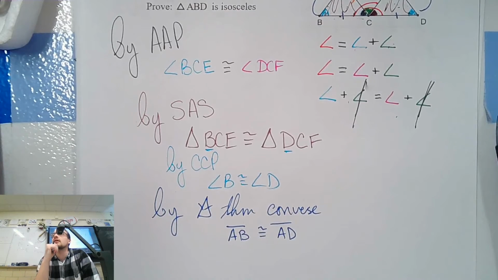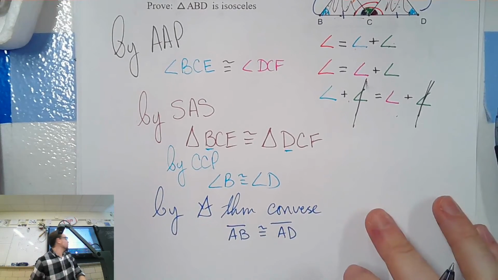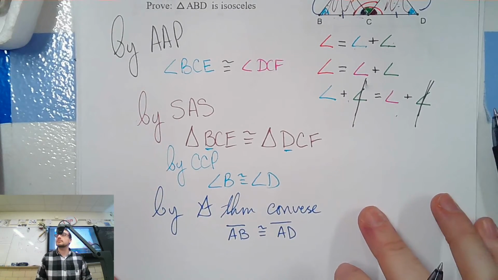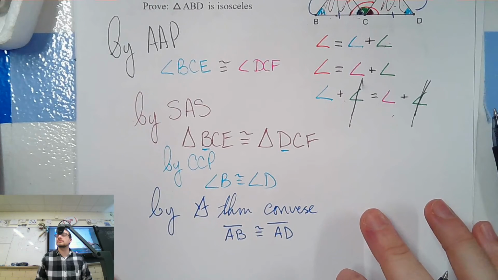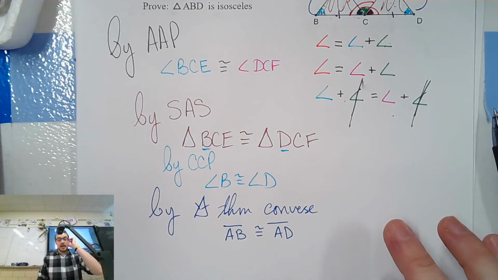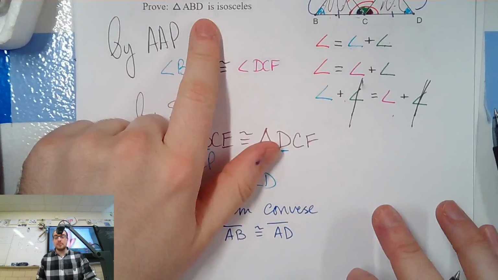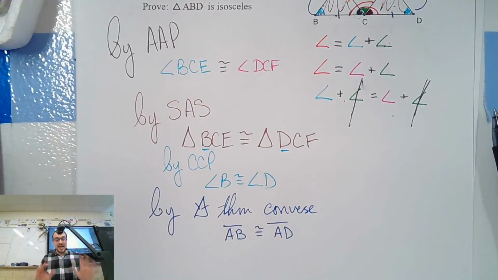How can I help? For real? Well, yeah, because I forgot. It says prove triangle CD is congruent to CS. We're trying to prove that ABD is isosceles. So we're not done yet, but we're almost done. There's one more thing, right? Does everybody follow me up to here?